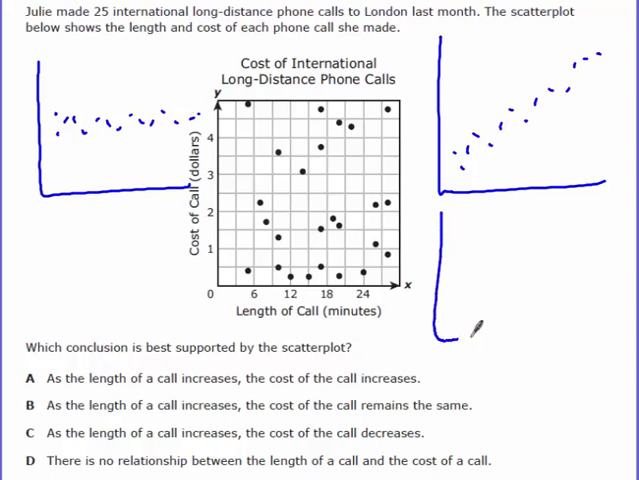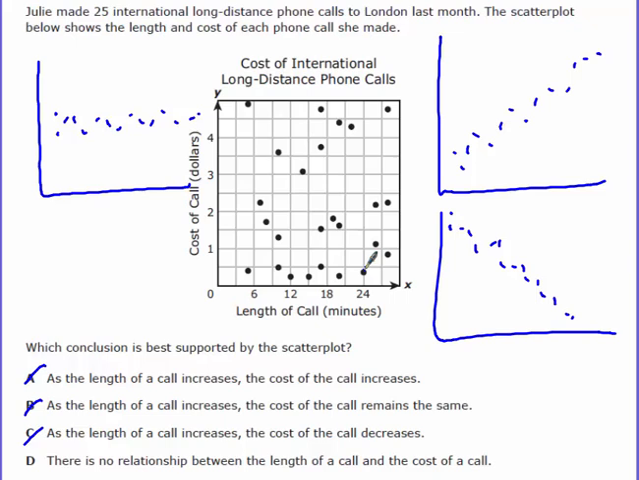C says as the length of the call increases, the cost of the call decreases. So this is one that looks kind of like this. So that's what we call a negative correlation. And in all three of those, that's not what our first graph looks like. So in this particular one, it appears that there's no relationship. Because if you look at this one, you've got a call that's about 5 minutes, being way expensive up here, okay, over $5, and then a call that's 24 minutes only being less than 50 cents.